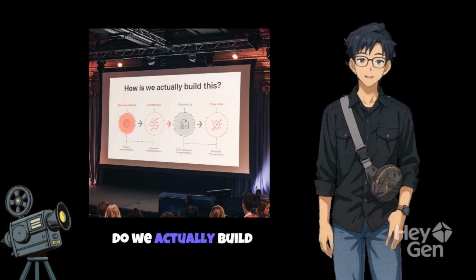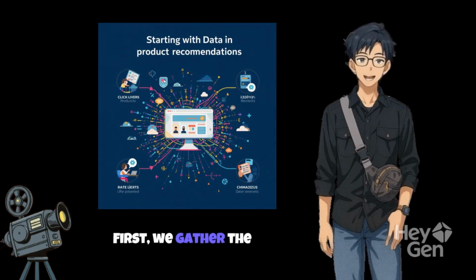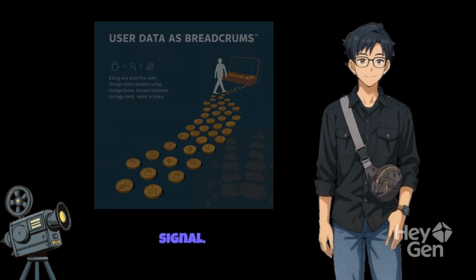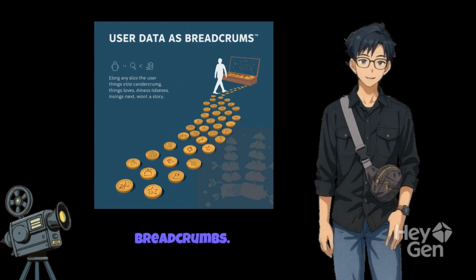Now let's answer the big question. How do we actually build this? It may sound complex, but the process is pretty simple. First, we gather the signals. We start with data. Every time a user clicks on a product, searches for something, or leaves a review, that's a signal. Think of it like breadcrumbs.